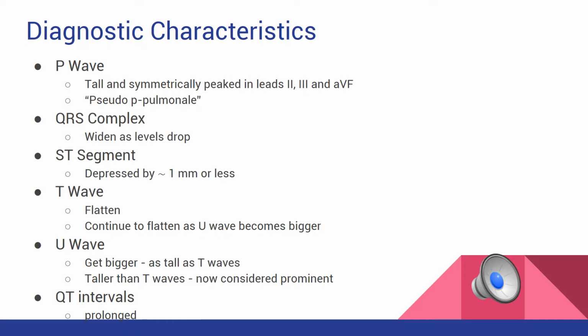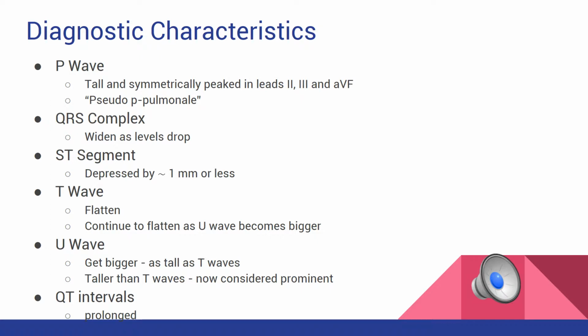So before we jump to conclusions and diagnose this, we need to look at other characteristics of the EKG. So next we'll notice the QRS complex. The QRS complex gets wider. So as levels drop, this gets wider and wider.